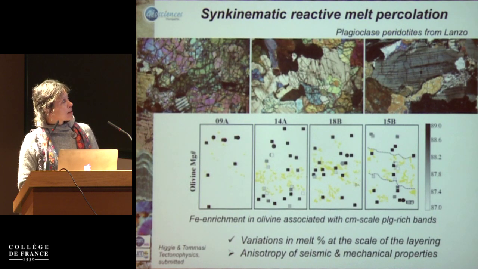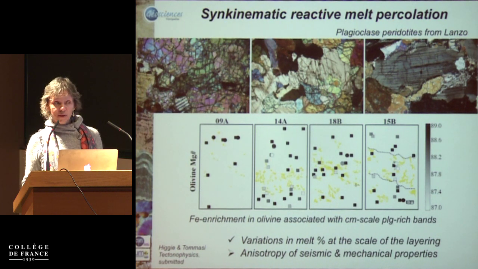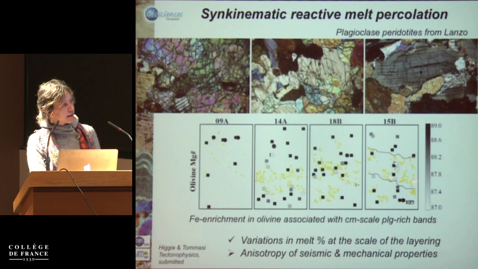What you can see also in Lanzo is that you have chemical evidence for melt segregation in these plagioclase-rich layers. This chemical evidence is the change in olivine composition. So here, the dark symbols are magnesium-rich olivines, the light symbols are iron-rich olivines, and you see that you have more iron-rich olivines when you have plagioclase. For changing the olivine composition, you have to interact with lots of melt. It means that these layers here have seen more melt than the ones that are olivine-rich.